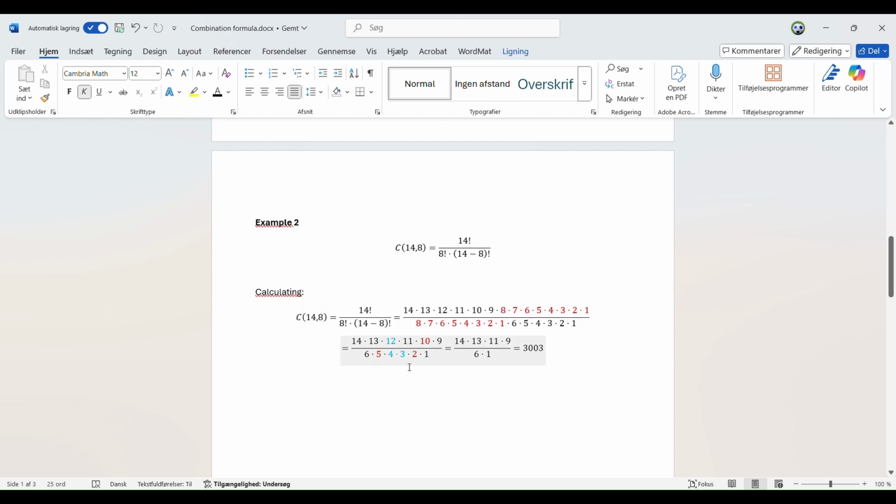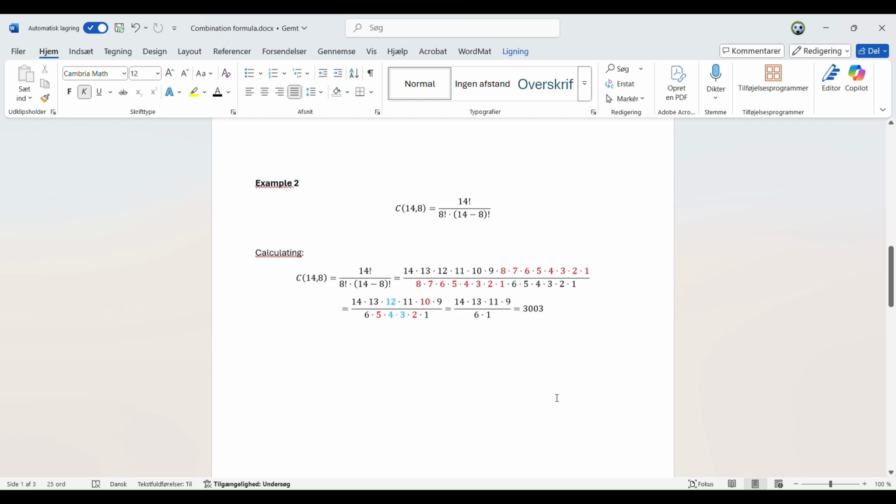And if we would like to go further, we could see that maybe 5 times 2 equals 10 up here, and 12 equals 4 times 3, or 3 times 4. So we could do some extra work down here if we want to simplify this fraction. And then we're left with these numbers, which you can, of course, easily calculate on a calculator. So we're left with 3003 ways to choose 8 elements out of 14. That could be 8 students out of 14 students, or 8 books out of 14, and this would be all the ways you could do that.